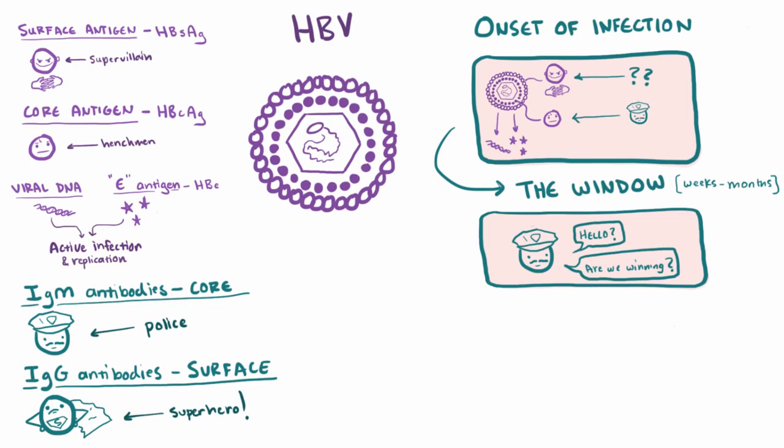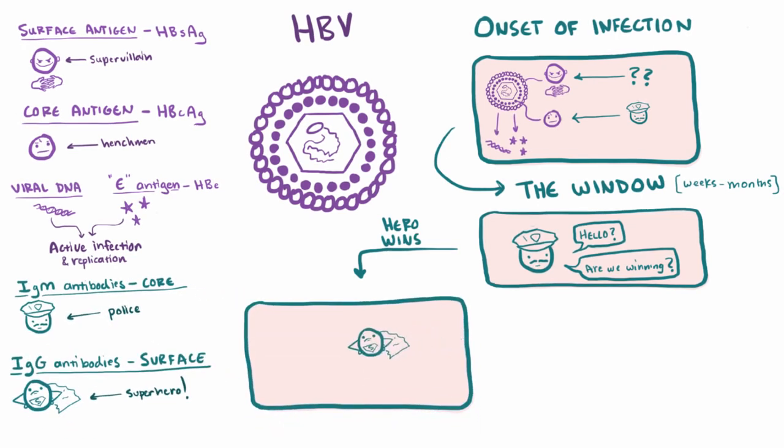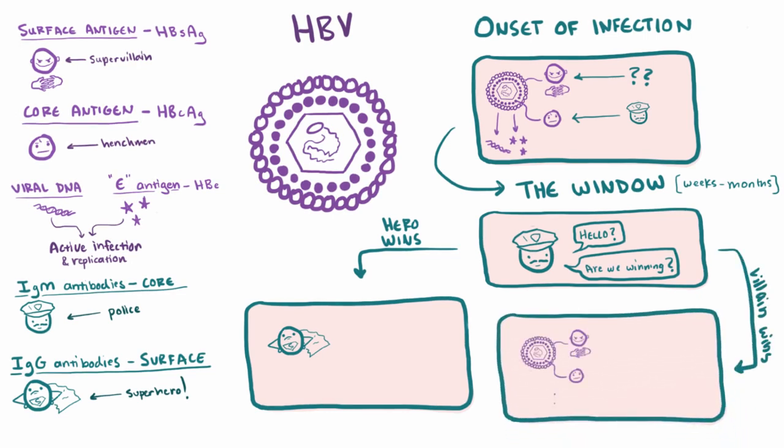At this point, two things can happen. If the superhero comes out, the IgG antibodies to the surface antigen, then we're golden. And this means the day is saved and we win. The other possibility is that the supervillain wins, and surface antigens are still again detected. There may also be a presence of HBV DNA and E antigen because now it's replicating and the factory's up and running again. The main point, though, is that there will not be any IgG for surface antigens, our superhero.